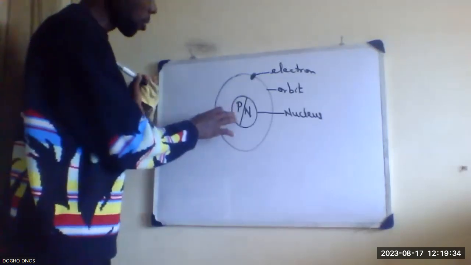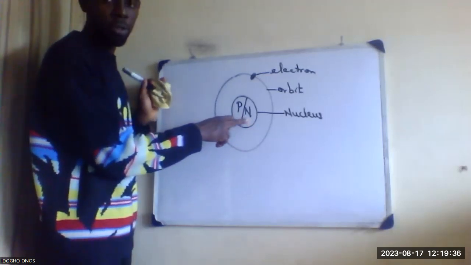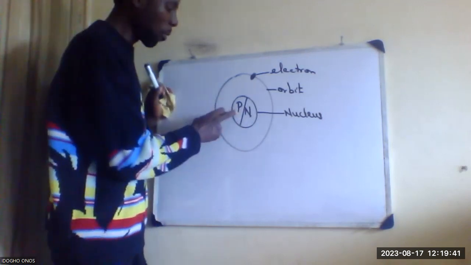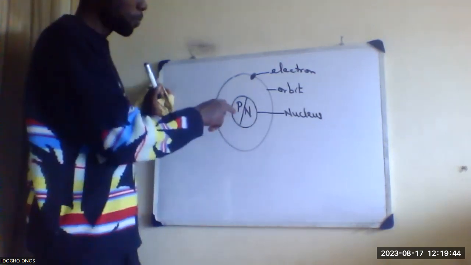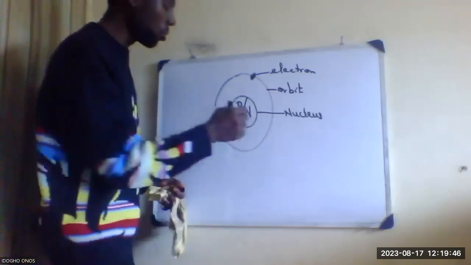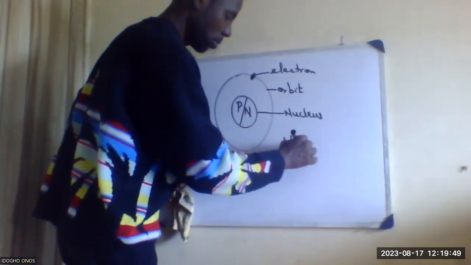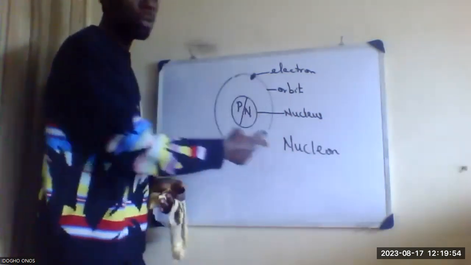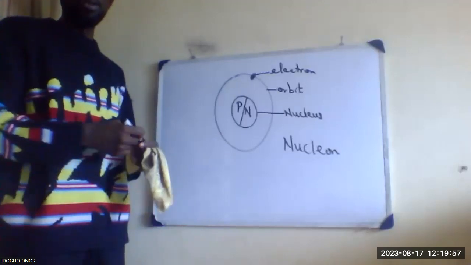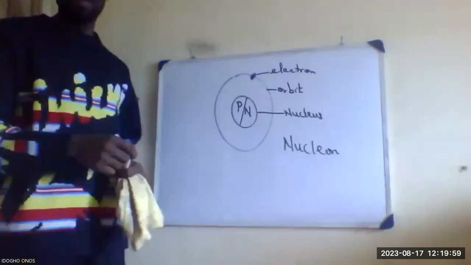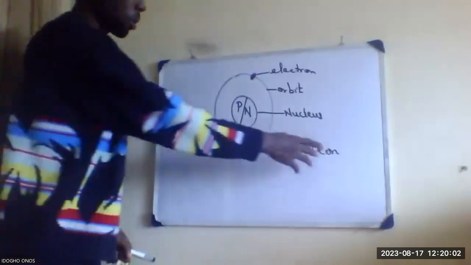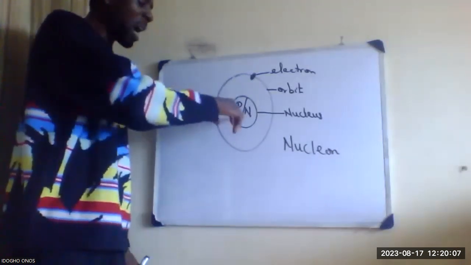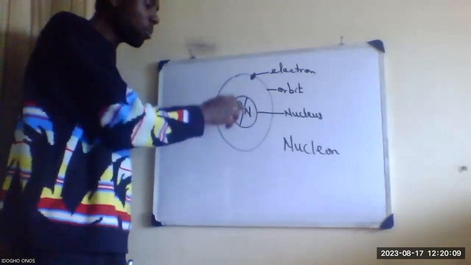Again, the proton and the what? This N is what? Neutron, which is electrically neutral. Good. This proton and neutron are collectively called nucleon. So we have nucleus and we have nucleon. The nucleus is the center of the atom. The nucleon is a combination of proton and neutron, which are found in the nucleus of an atom.